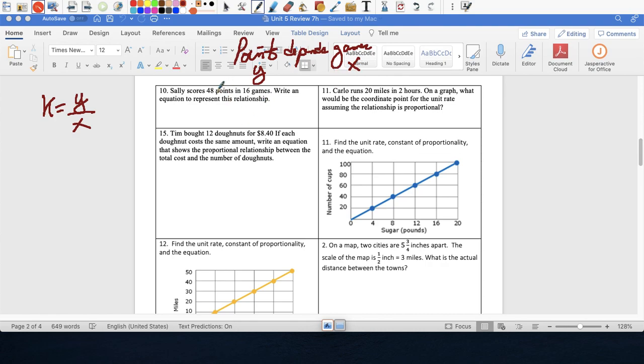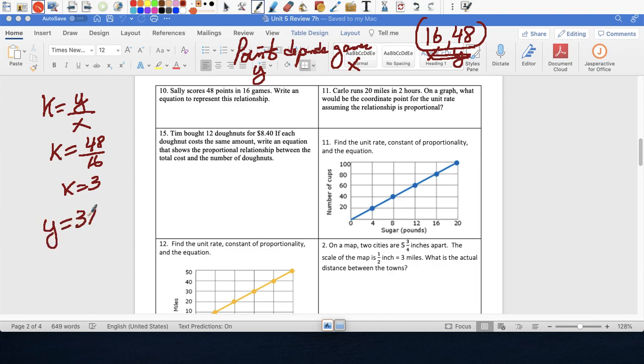So now, if you have the 48 points in 60 games, the point on the graph would be 16 representing the number of games and 48 representing the number of points. So that's your point, assuming this is proportional. If you do k equals y over x, let me write x and y, you're going to get 48 over 16, and k is going to be 3. So if it's proportional, our equation is simply y equals 3x plus 0, which I'm going to erase because we don't need it. So that's your equation.